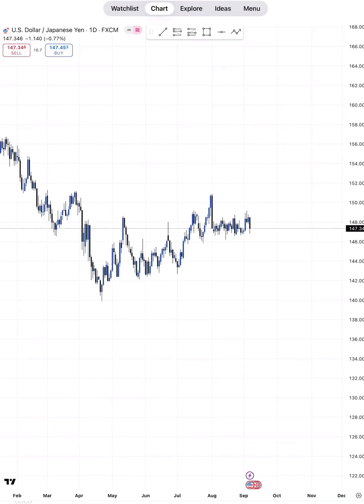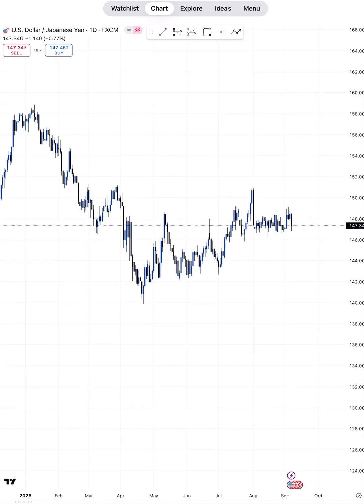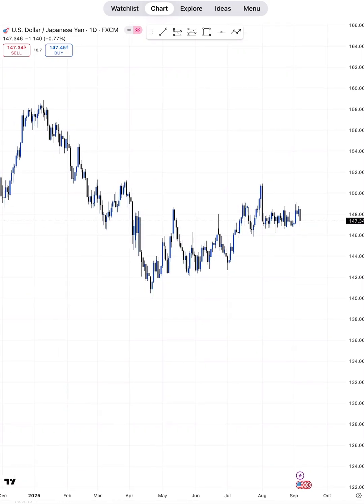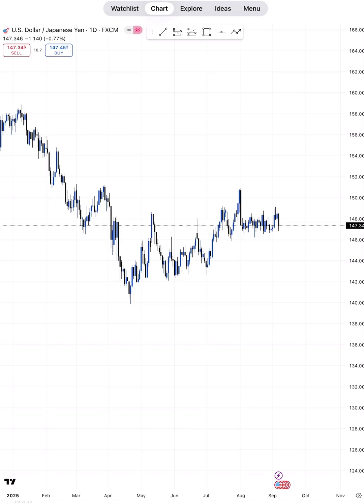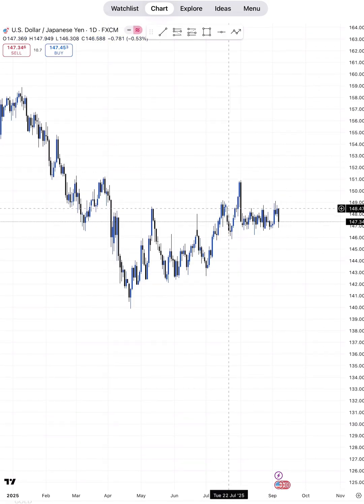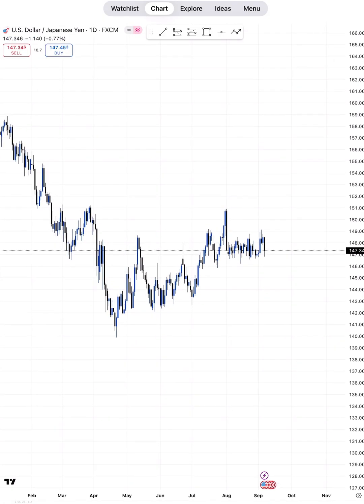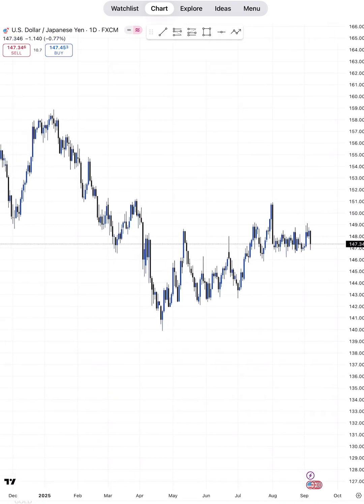Good evening, everyone. I'm just going to make a quick video on directional bias on USDJPY. Starting from a daily time frame, I'll take you through how I get into the markets. First things first, I'll go to the higher time frame and look at the trend of the market.